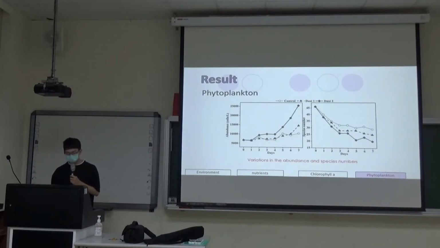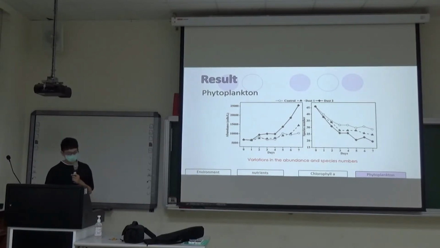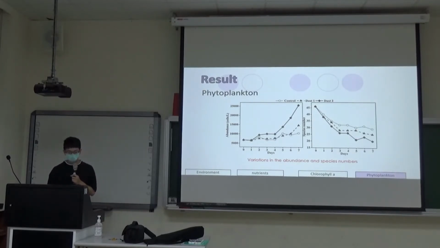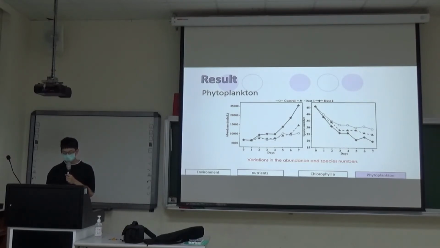And then we talk about the variation in the abundance and the species number. It's worth noting that the word abundance does not mean diversity. It will be confused. And we can note that the abundance increased by days and the species number decreased by days.